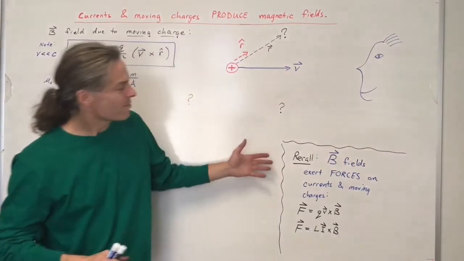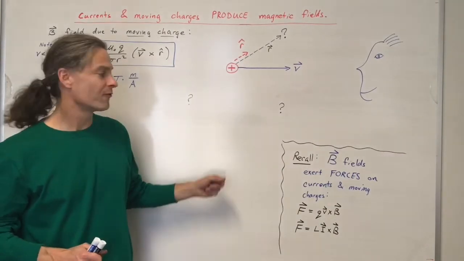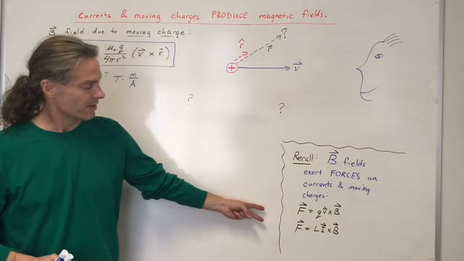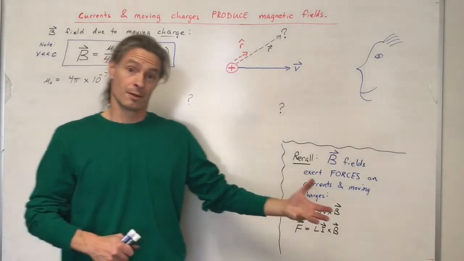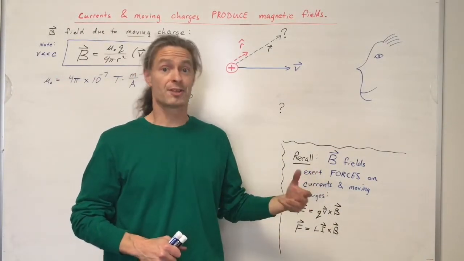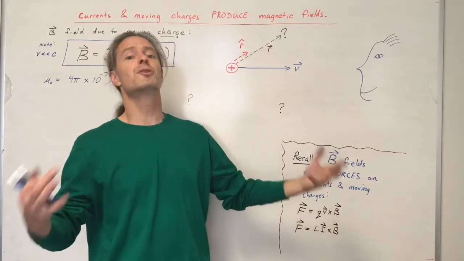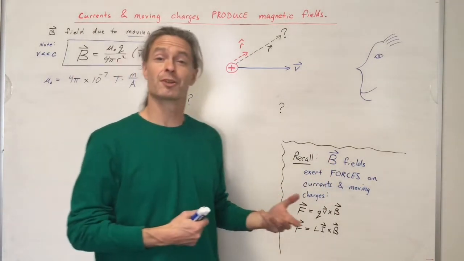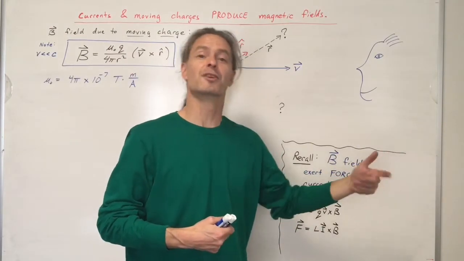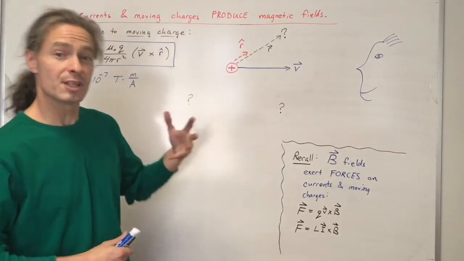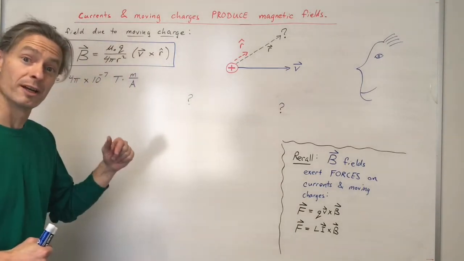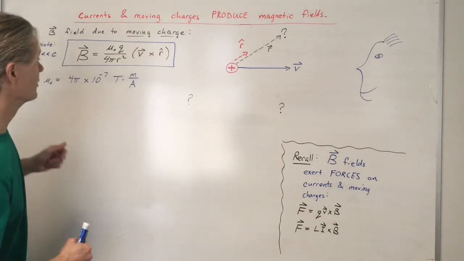We've already seen that magnetic fields exert magnetic forces on currents and moving charges according to these magnetic force laws. It turns out that currents and moving charges can also produce magnetic fields, and those magnetic fields then go on to exert magnetic forces on other currents and moving charges. So in this video we're going to look at the production of magnetic fields by moving charges and by currents.